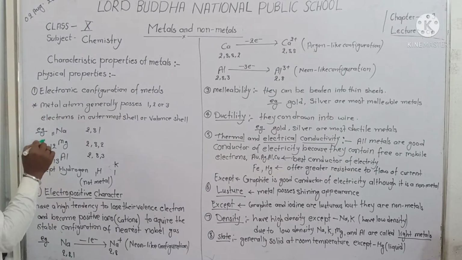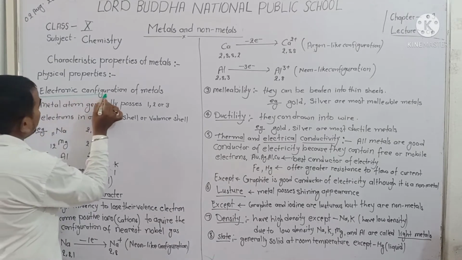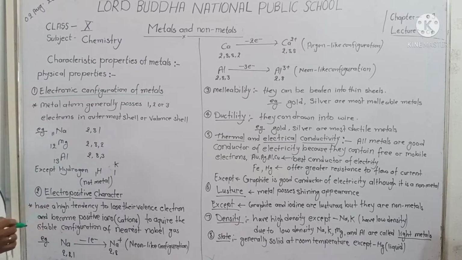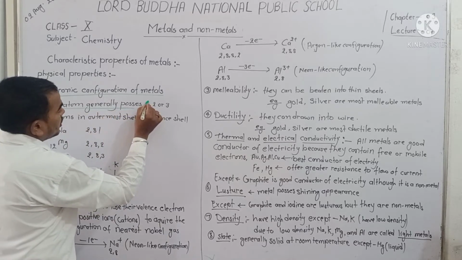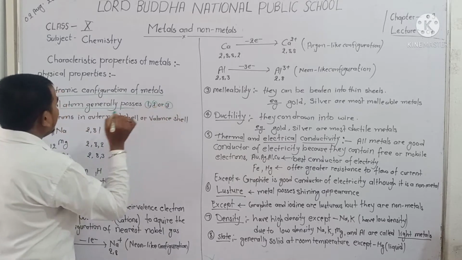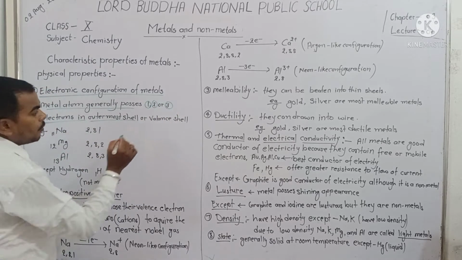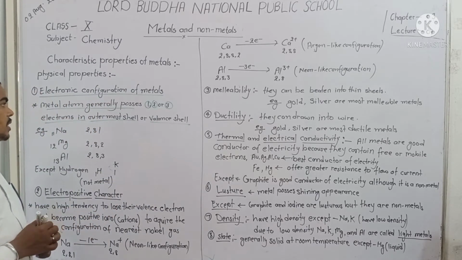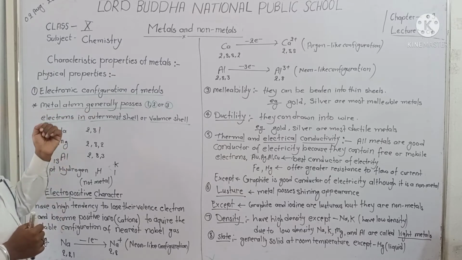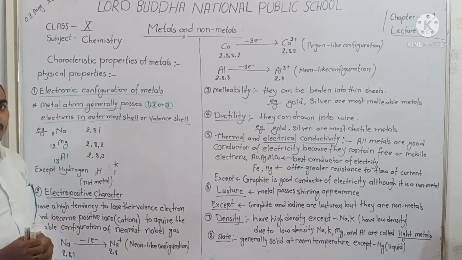Dear student, in physical properties, firstly we discuss the electronic configuration of metals. Most metal atoms possess 1, 2 or 3 electrons in their outermost cell. Outermost cell means valence cell. The outermost cell is known as the valence cell. Dear student, all the metals contain 1, 2 or 3 electrons in their valence cell or outer cell.